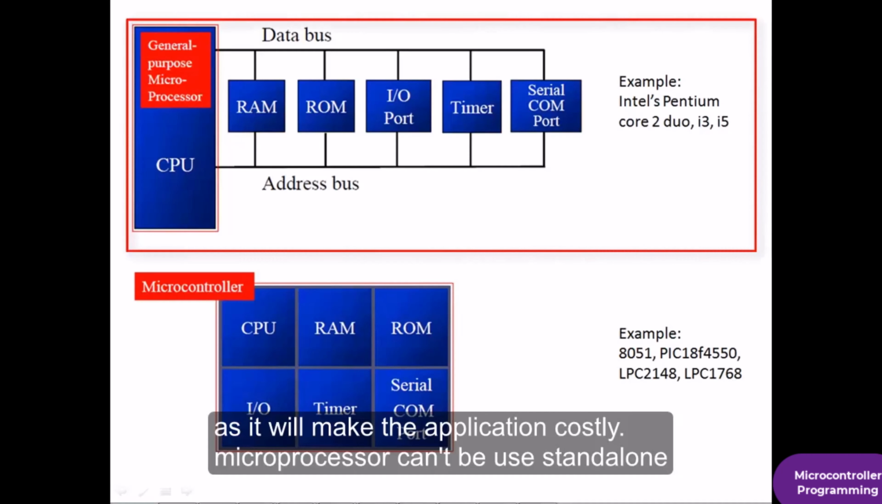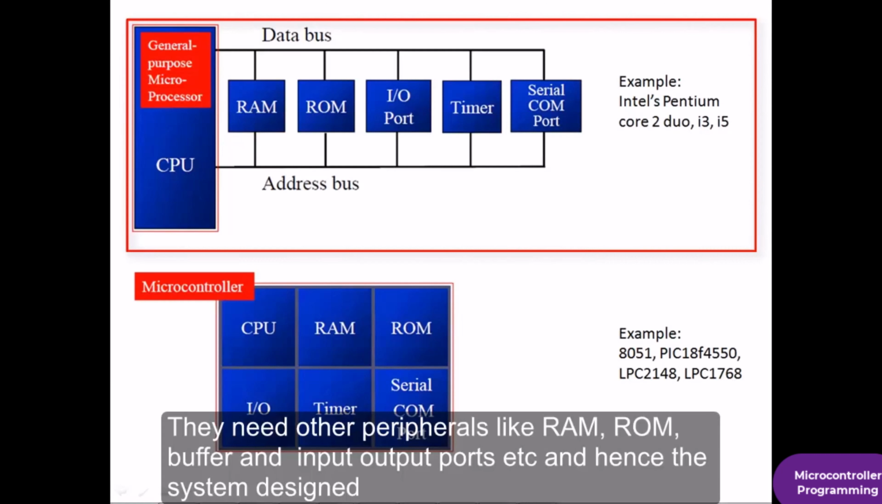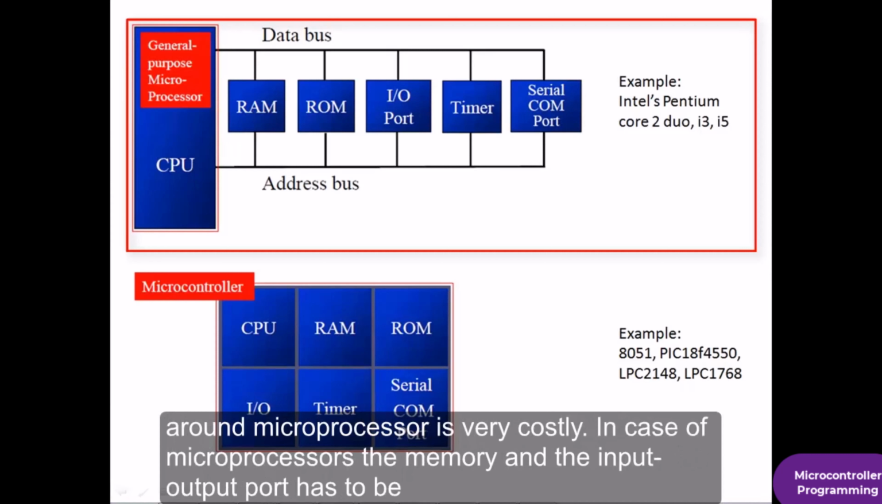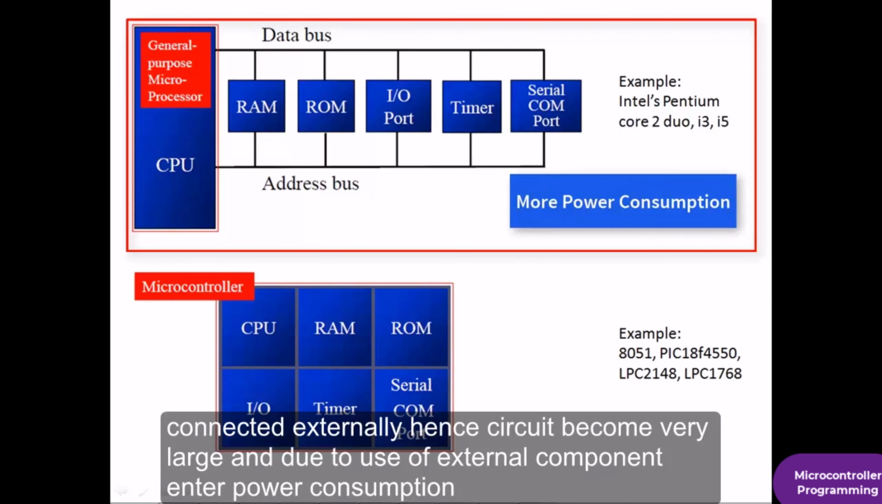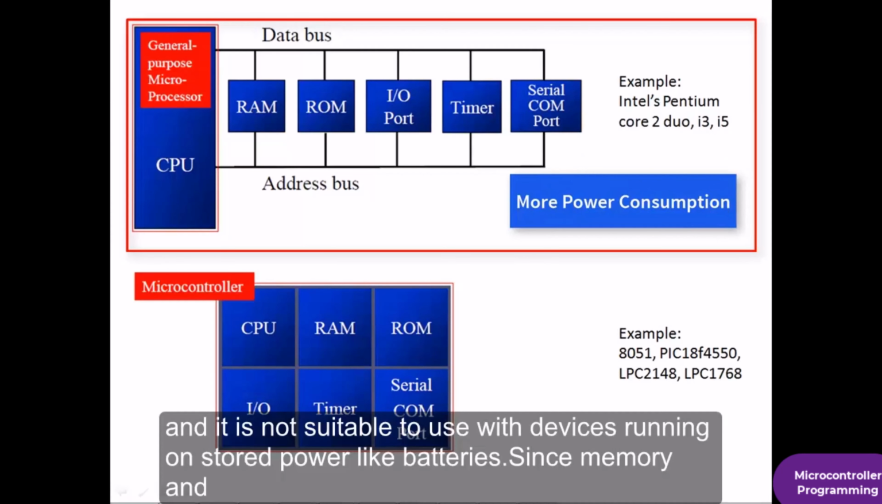Microprocessor cannot be used standalone. They need other peripherals like RAM, ROM, buffer, input-output port, etc. And hence, the system design around the microprocessor is very costly. In case of a microprocessor, since the memory and input-output ports have to be connected externally, the circuit becomes very large. And due to external components, the entire power consumption is very high. Hence, it is not suitable for devices running on stored power like batteries.